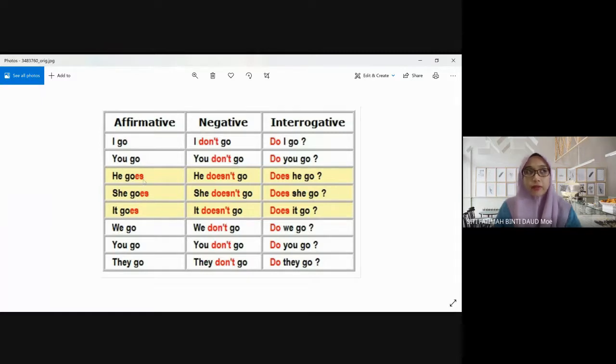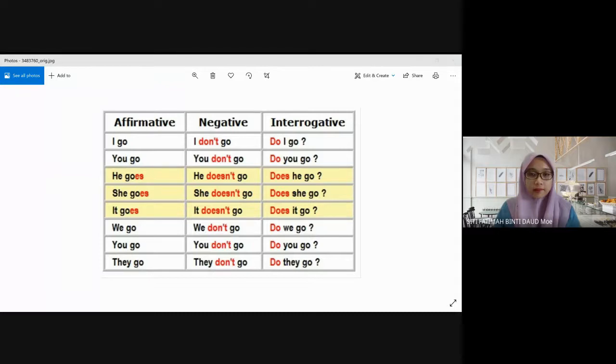If we change go here to walk, walks, cleans, washes, okay? So the negative sentence is: he doesn't go, she doesn't go, it doesn't go. Same with another one just now, if it is a question, change it to the word does, put it in the front. It's very simple here. Okay, let's see the textbook.